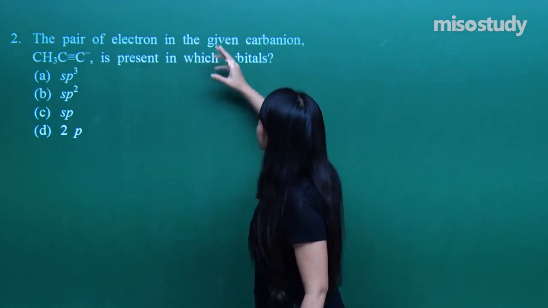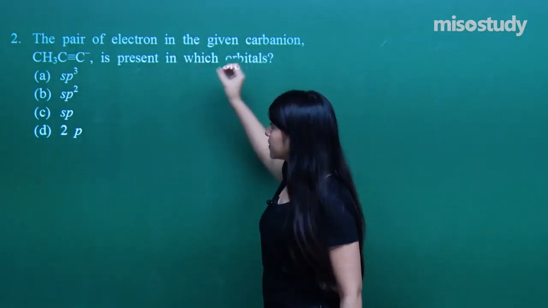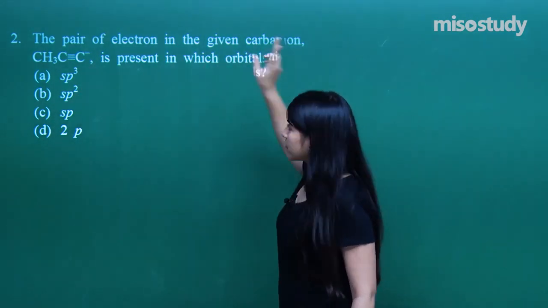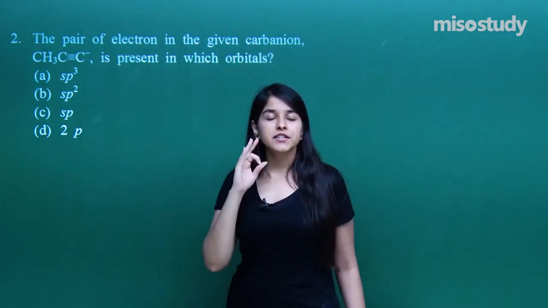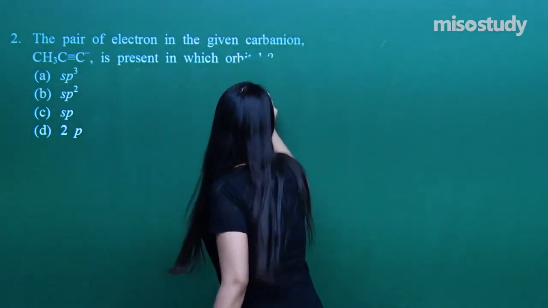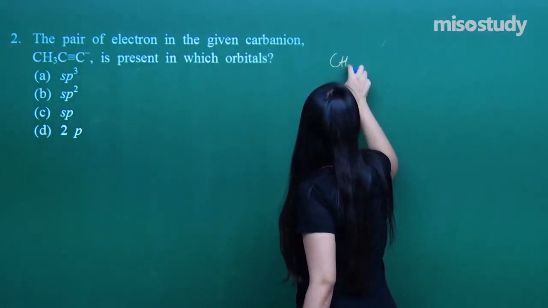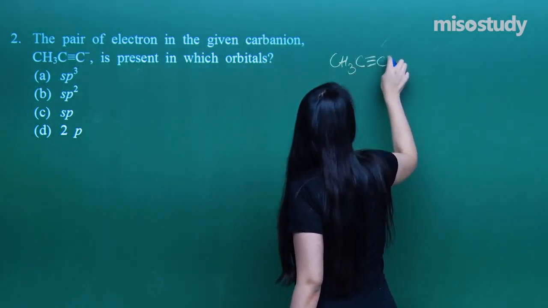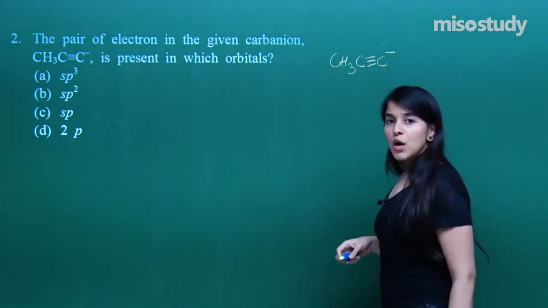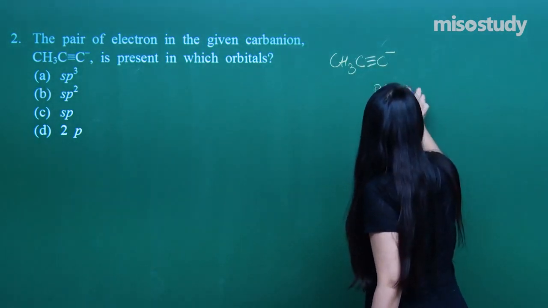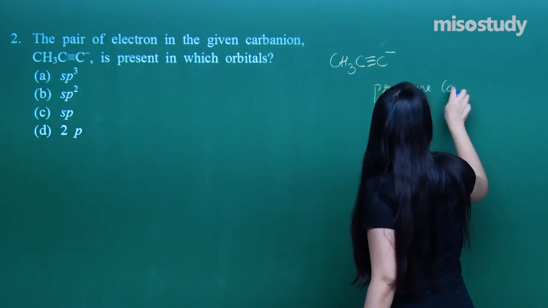The pair of electrons in the given carbon ion, so I have given the carbon ion, is present in which orbitals? So I need to find the type of orbitals in which this carbon ion is actually occurring. So let us draw the structure here. CH3C triple bond. So that is the propyne carbanion.